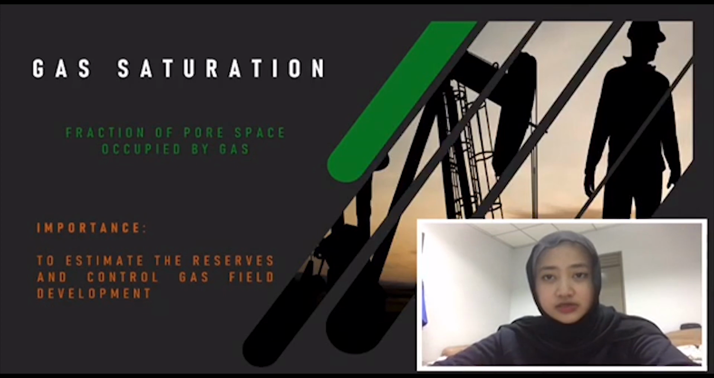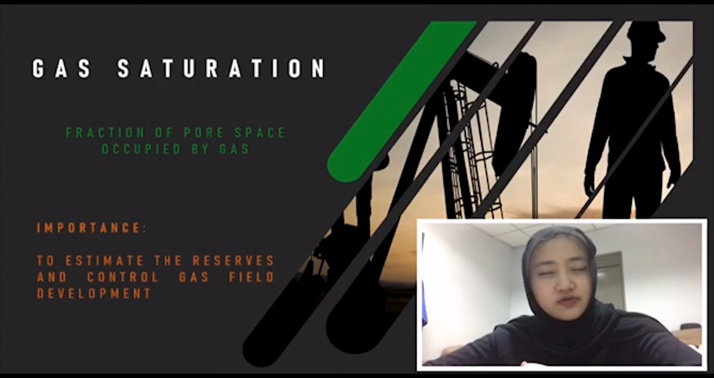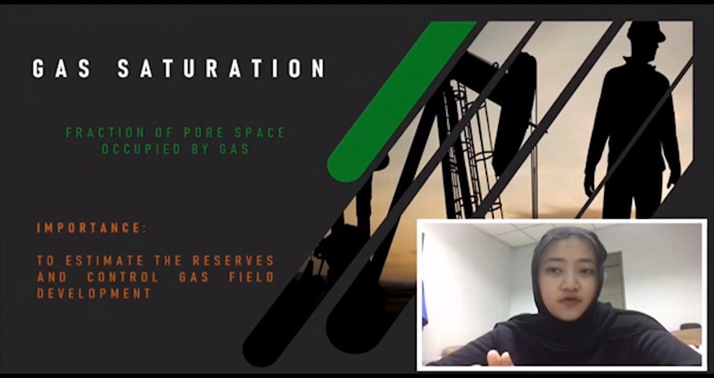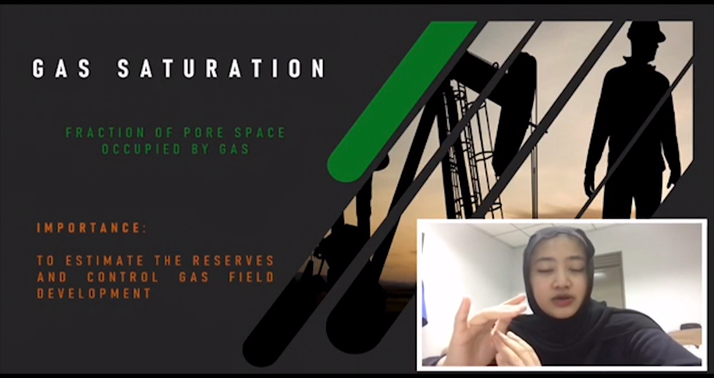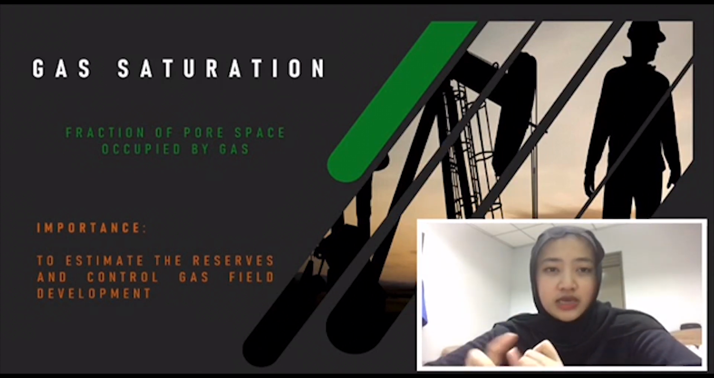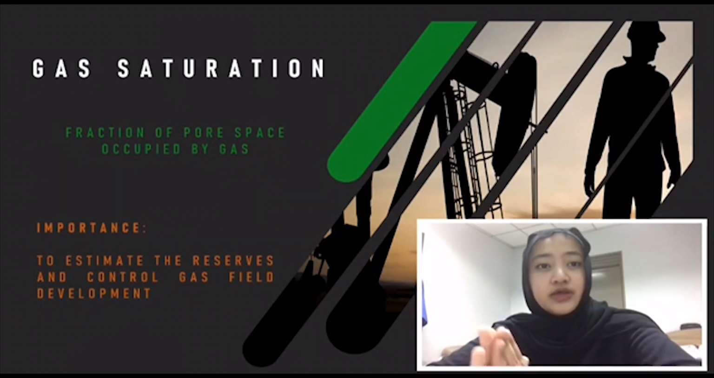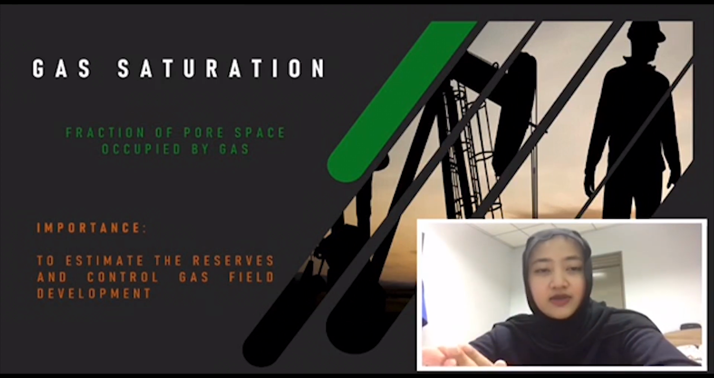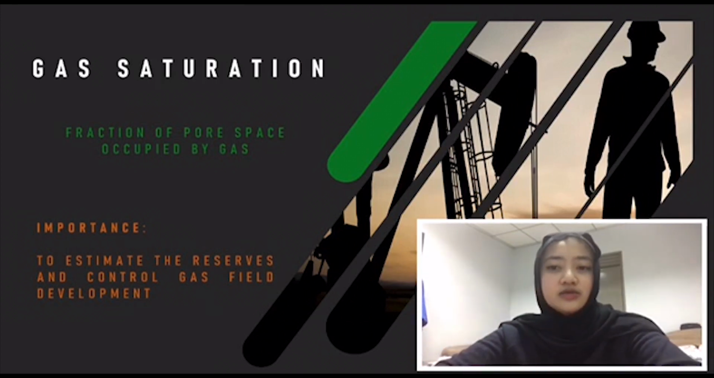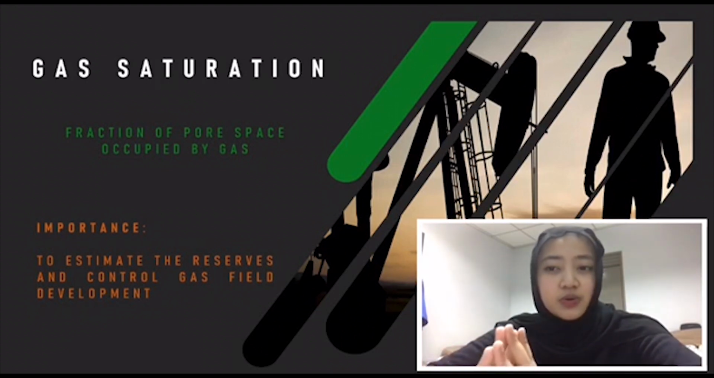Next is gas saturation. Gas saturation is the fraction of the pore space occupied by gas. Most gas reservoirs also contain connate water. When water moves into the reservoir, the gas saturation is observed corresponding to the amount of residual gas trapped in pores. If the gas reservoir is part of a gas cap in a saturated oil reservoir, the space may contain gas, oil, and water. Thus, the gas saturation varies from 30% to 90%, and rarely 100%. The importance of studying gas saturation is to collect properties of the reservoir, to estimate the reserve and control gas field development.